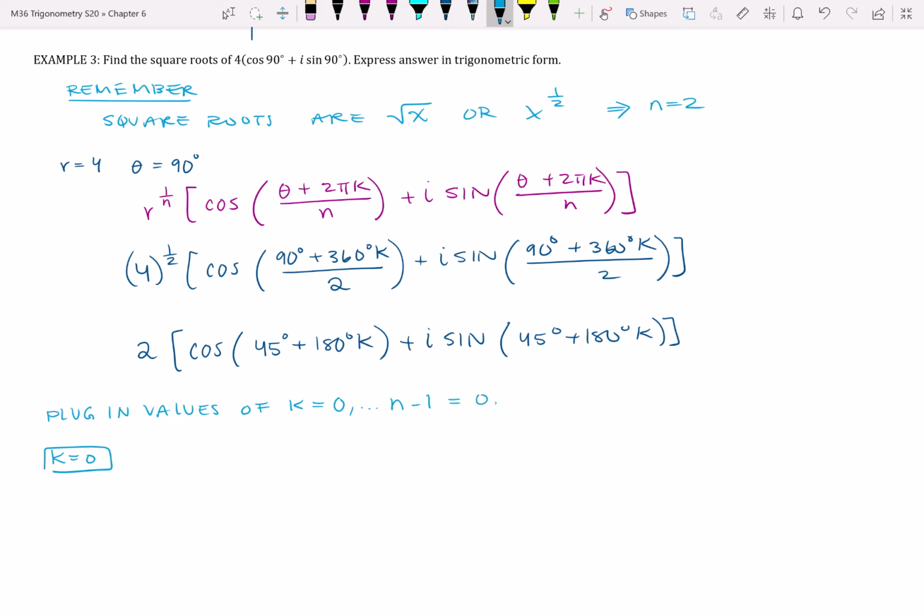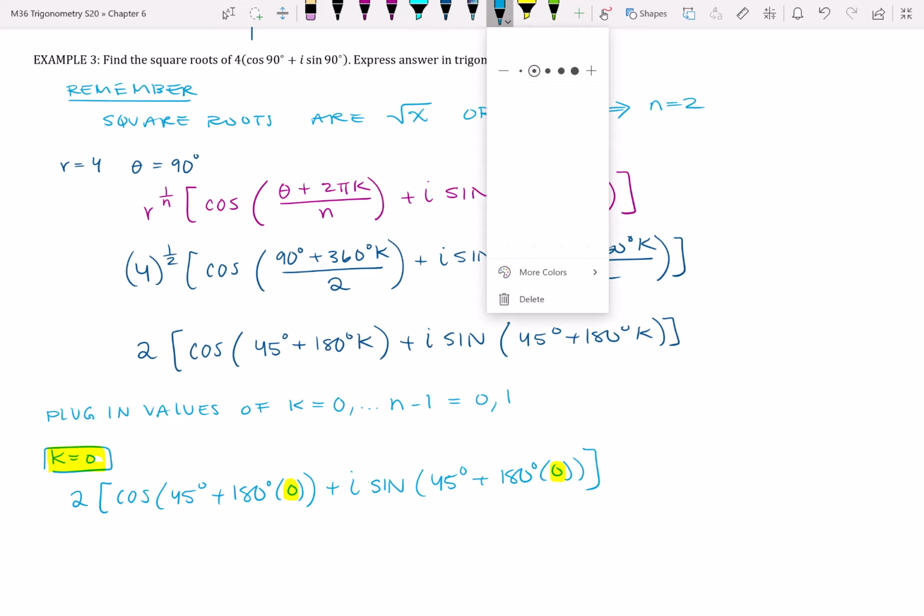So k is going to be 0 and then 1, which makes sense because we have the square roots, and n is 2, so we're only going to plug in 2 values for k. So k is equal to 0. That's going to be the first one. So we get 2 times cosine of 45 degrees plus 180 degrees times 0, which is what we're plugging in, and then plus i sine of 45 degrees plus 180 degrees times 0. Again, this 0 here is my 0. I'm just plugging it in there.